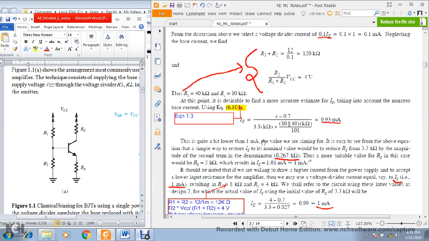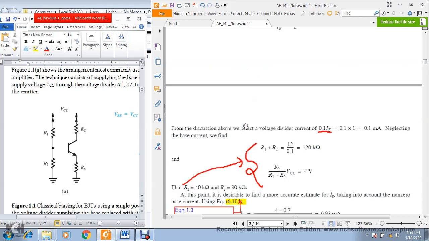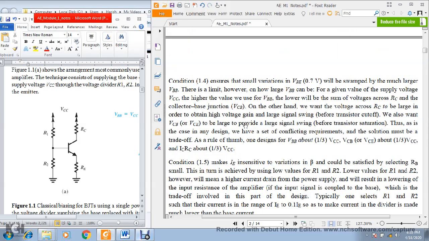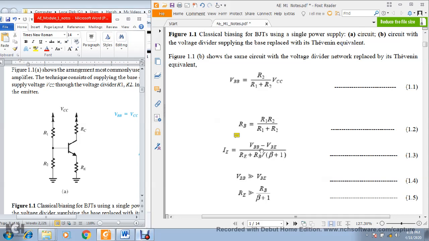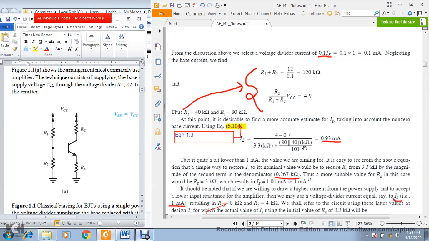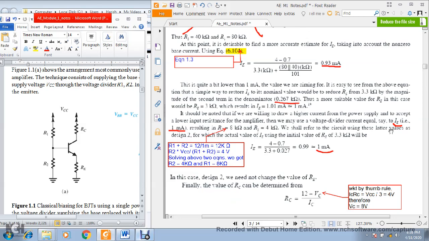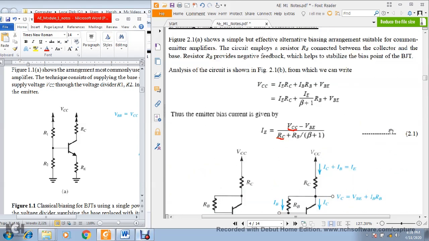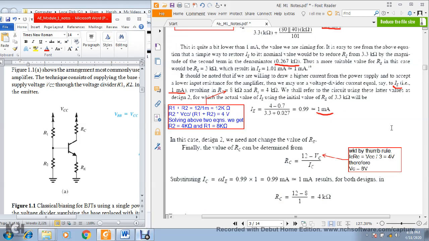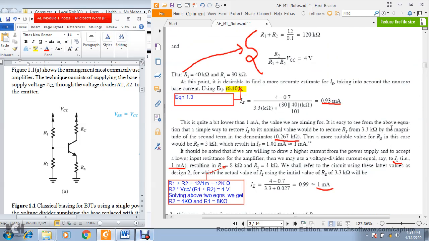Right? Now let's compare the result. Take the IE equation, the emitter equation, for cross verification. Take this equation, put all the values here, and what we get is 0.93 milliamperes. But this value of emitter current is not really the required design value of 1 milliampere. 0.07 milliamperes difference. It is really not equal. There is a large gap between this value and that value, so you cannot neglect it.